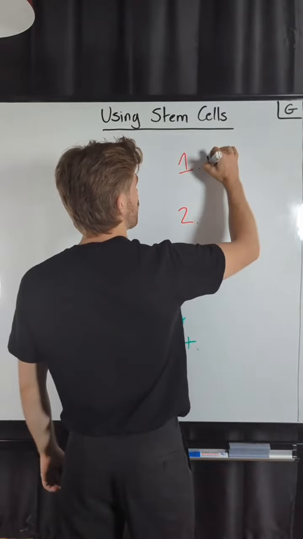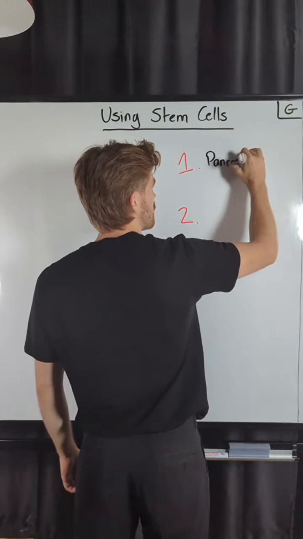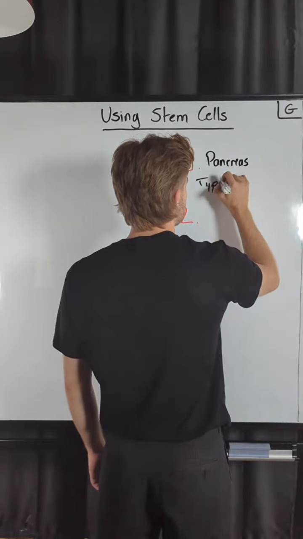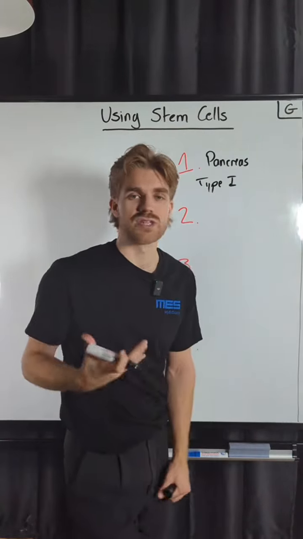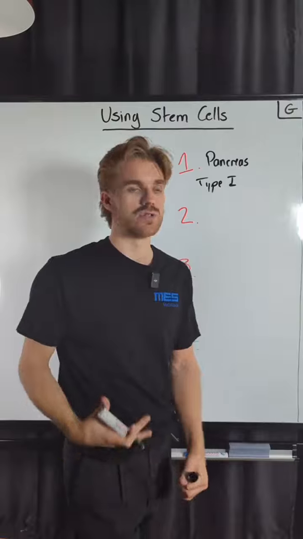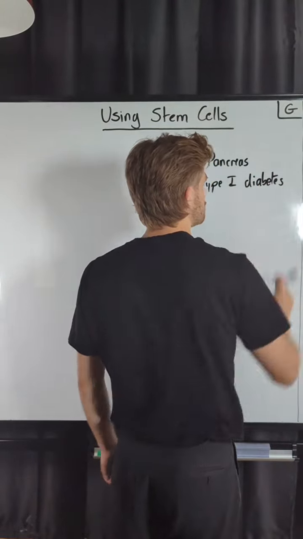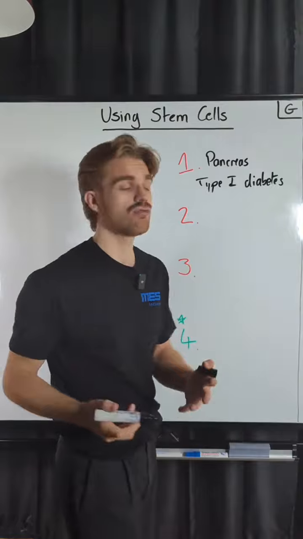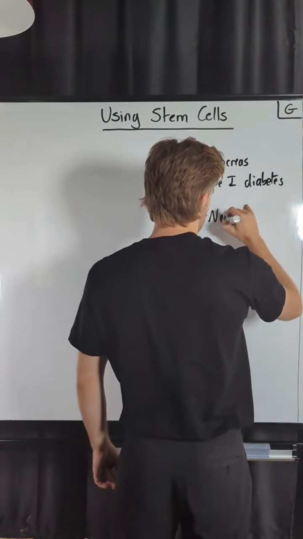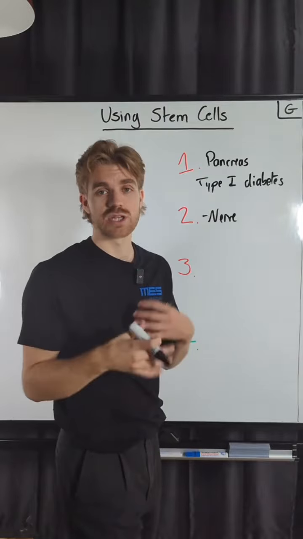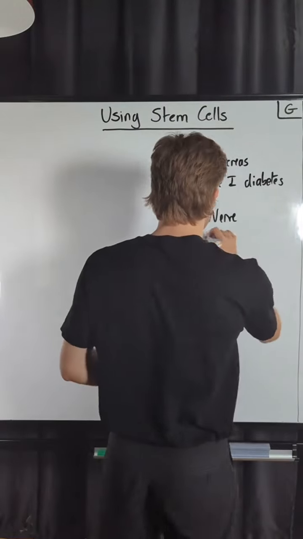For example, we could grow pancreatic tissue. This could be useful for treating something like type 1 diabetes, where someone's pancreas isn't functioning correctly and is not producing insulin. Another example of a treatment using these stem cells would be to grow new nerve tissue. This would be useful for treating patients that are paralyzed, perhaps, because of damage to their nerves.